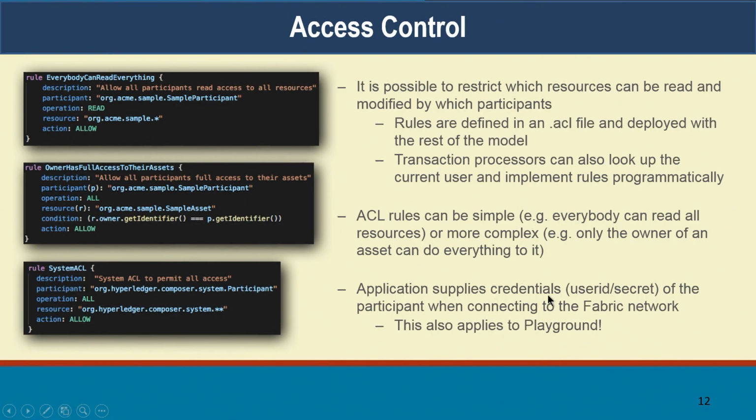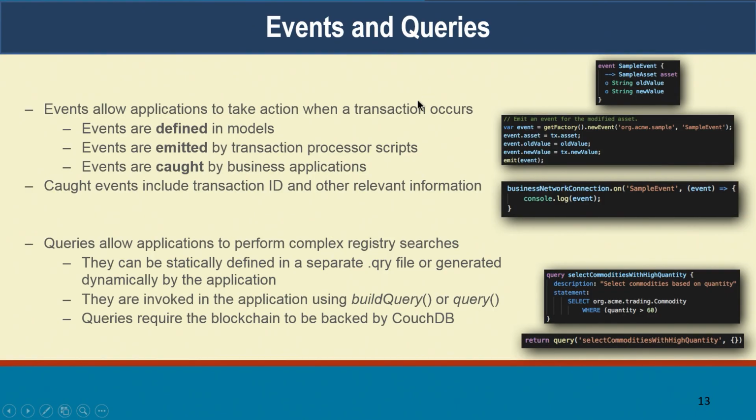So based on the user's secret that you're using, you can ensure that only certain users are authorized to perform certain transactions. And these access control rules are also available in the playground. Even if you're doing a toy example that you're building, you can check these access control rules out in playground as well. The other features of Composer are events and queries.